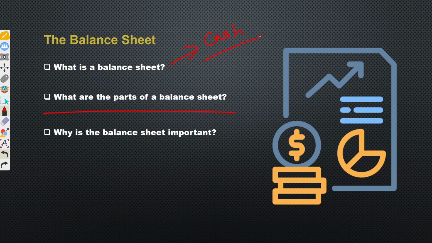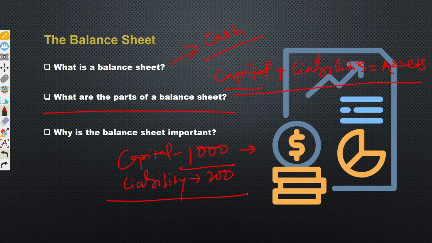And what are the parts? Parts means your capital, fund or business capital, plus liabilities, and your assets. So let's say you have a capital of 1000 and total liability of 200. That would be minus, so your net balance would be 800. So it will tie with your assets. You cannot say directly that capital is equal to assets. If you calculate in this way, then you will have to subtract your liabilities ultimately to understand net assets.